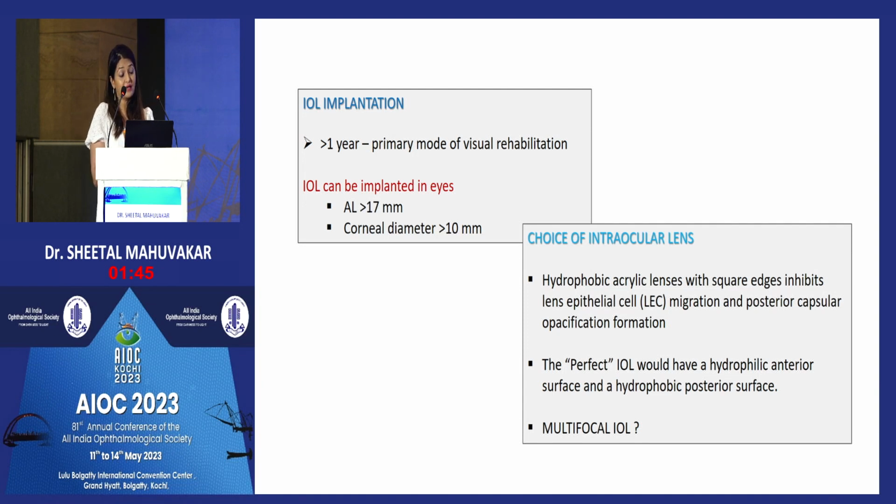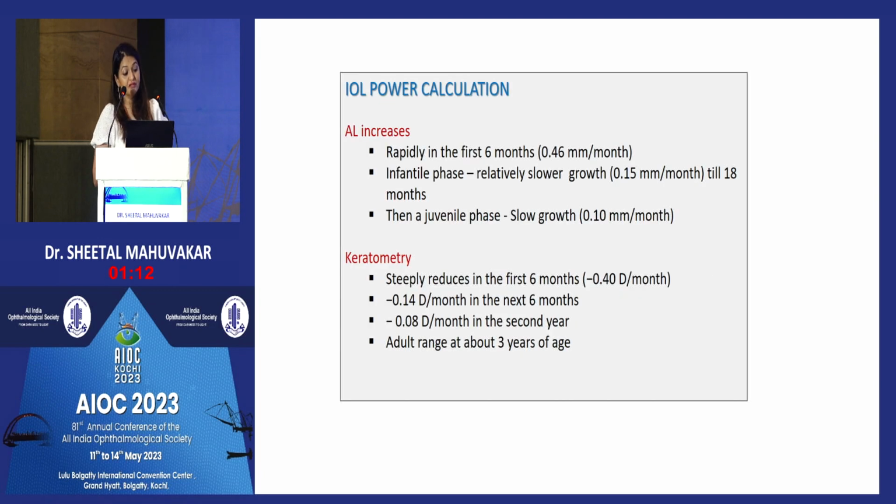So in general, an IOL can be implanted if the axial length is more than 17 millimeters and corneal diameter is more than 10 millimeters. The choice of IOL will be a hydrophobic acrylic lens, which causes less posterior capsular opacification, and it is decently biocompatible also. The perfect IOL would actually be a hydrophilic anterior surface and a hydrophobic posterior surface, because hydrophilic material is even more biocompatible than hydrophobic, but the hydrophobic will cause less PCO. But we do not have such IOLs. Multifocal IOLs are better avoided in children.